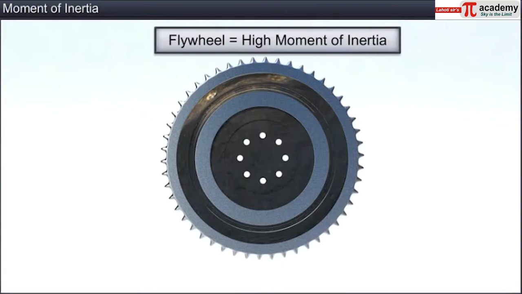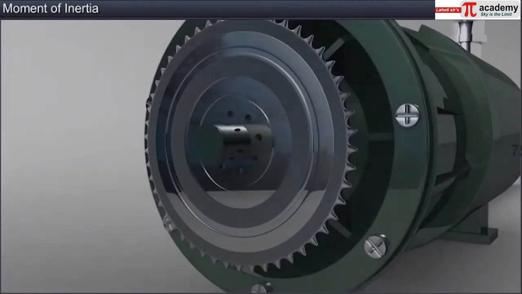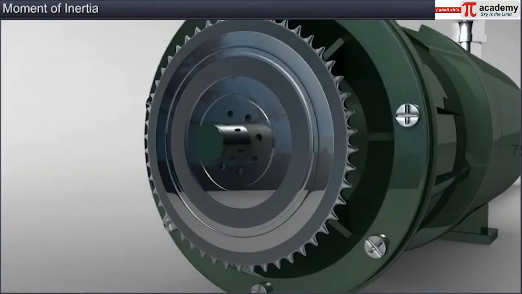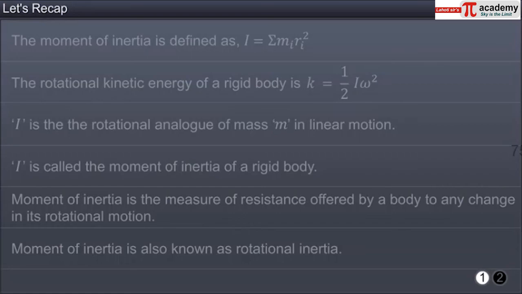This property of moment of inertia has many practical applications. A good example is a flywheel. A flywheel is a mechanical device with a high moment of inertia. Because of its high moment of inertia, it resists any change in its rotational motion. Flywheels are used in automobile engines and steam engines and help to gradually change the angular speed of the wheel.